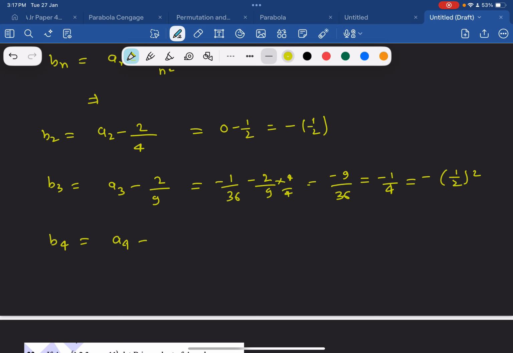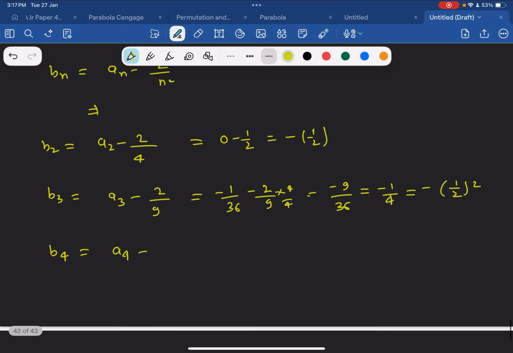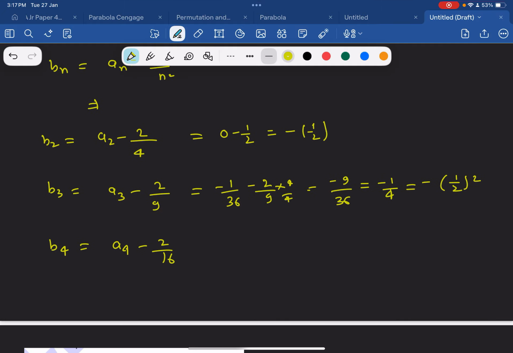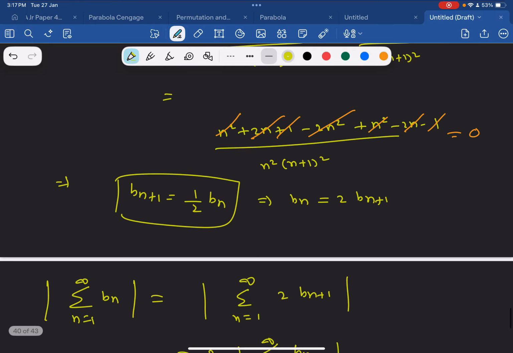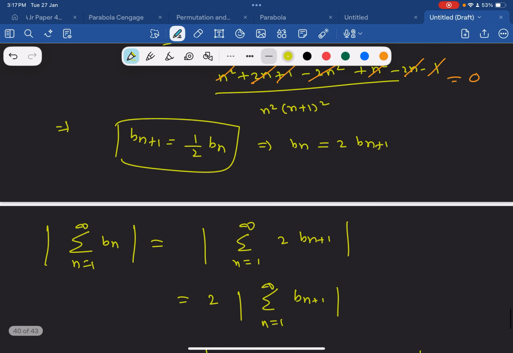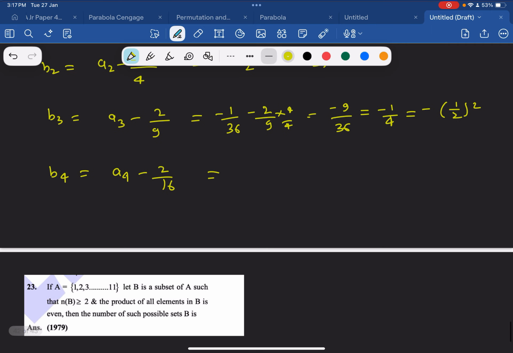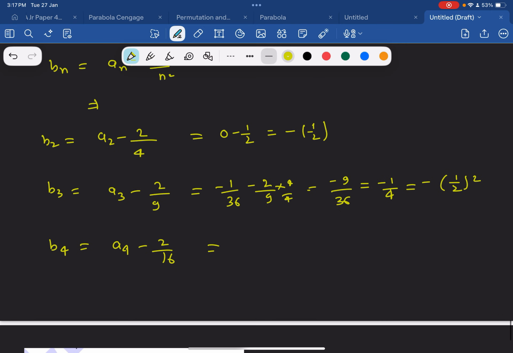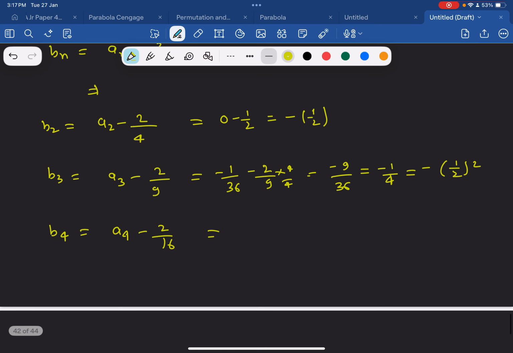Now B4, one more value we will calculate here. If you calculate B4, this will be A4 minus 2 by n square, so 2 by 16. So A4, how much did we get here? See that A4 we got, I guess, minus 1 by 24. So minus 1 by 24 and minus 2 by 16 we calculated, correct?